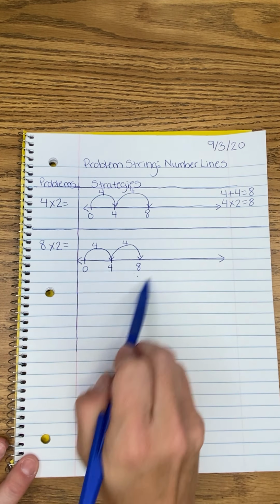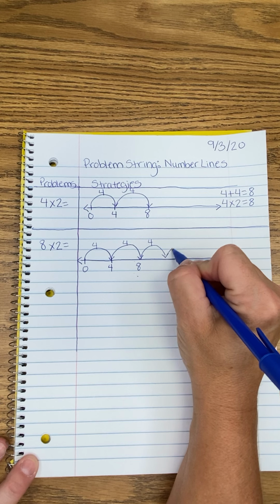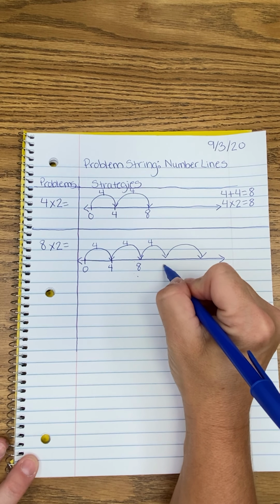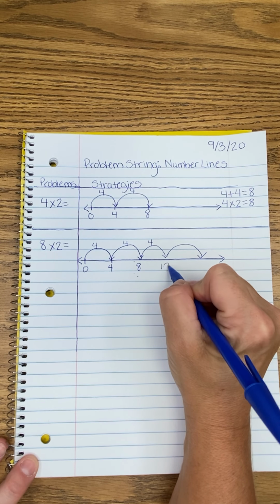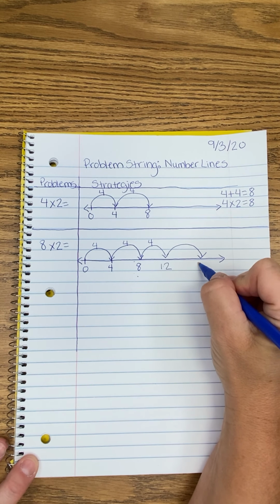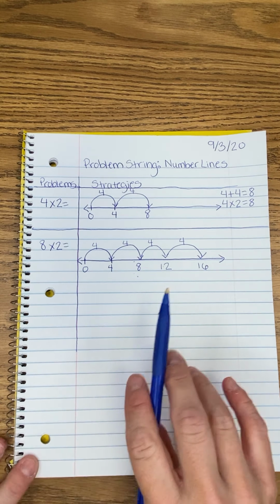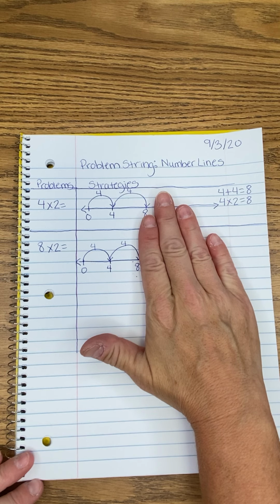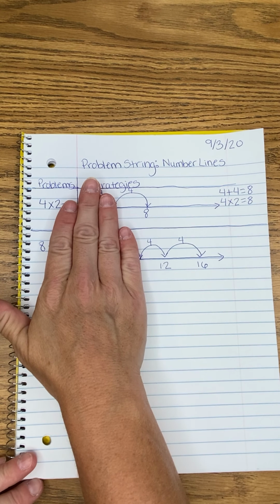Now I need another set of 8. So I could jump another 4, just like I did here. I'm just going to do exactly what I did. And then I'm going to jump another 4. And so if I jump another 4, that would get me to 12. And then I jump another, and I get to 16. So I can take this, and I can just double it that way. And then I've got to 16.